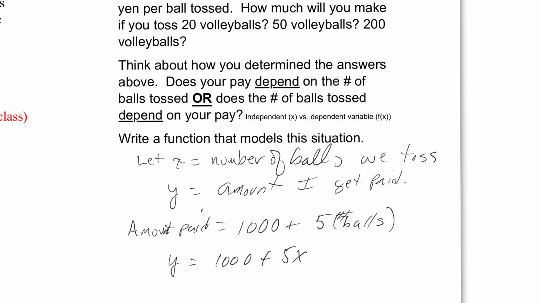So if I just substitute the variables in there, I get y equals 1,000 plus 5x. All right? So how much will I get paid if I throw 20 or 50 or 200 volleyballs? All I have to do is plug that in here. For example, I'll do the 50 one. 5 times 50 is 250. So for 50 volleyballs, I would get 1,000 plus 5 times 50, which is 1,250 yen. I'll leave the other problems to you.